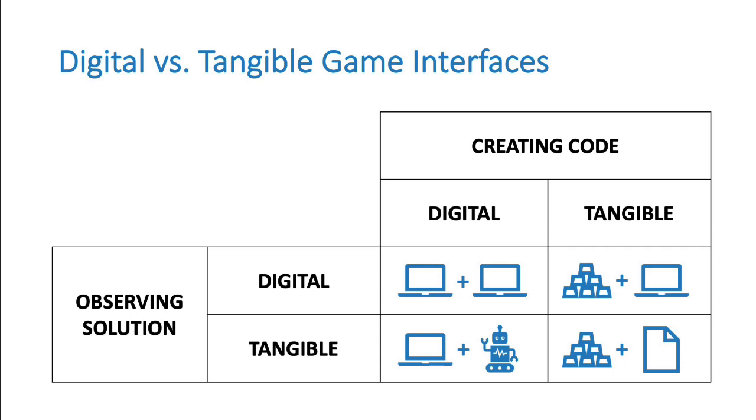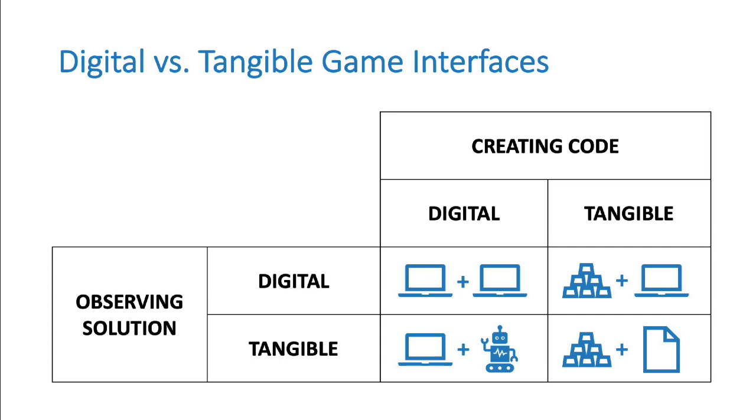These games and tools can be distinguished between the way the interaction mode for creating programs and observing the solution and the outcome of what's created. We distinguish between two modes of interaction: digital interaction that occurs on a laptop or mobile device, and tangible that occurs in the real world.